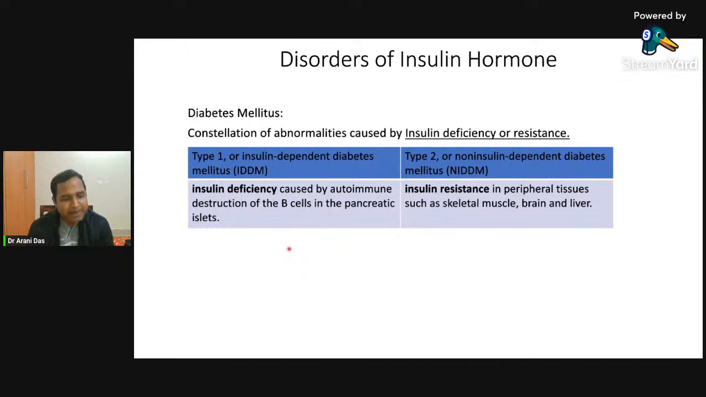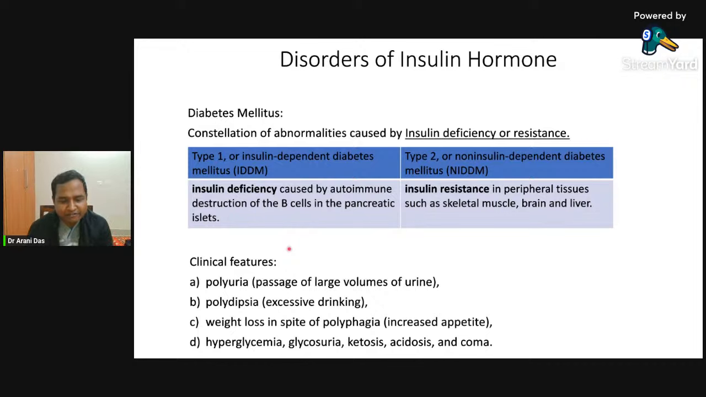Type 1 is also called insulin dependent diabetes mellitus, and type 2 is also called non-insulin dependent diabetes mellitus. What happens in type 1 because of insulin deficiency? It is due to autoimmune destruction of the beta cells of the pancreas. If the beta cells are destroyed, there will be less insulin or no insulin produced, which produces the typical features of diabetes mellitus. This is typically seen early in age, in early childhood or adolescence, before the age of 20 to 30. Type 2 diabetes, with insulin resistance, is seen in adult age because of obesity or other multifactorial causes, and is called non-insulin dependent diabetes mellitus.